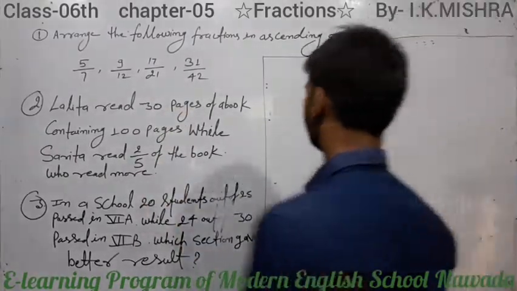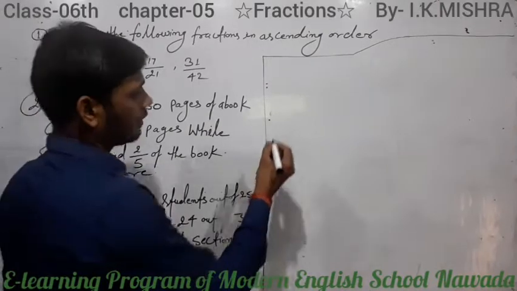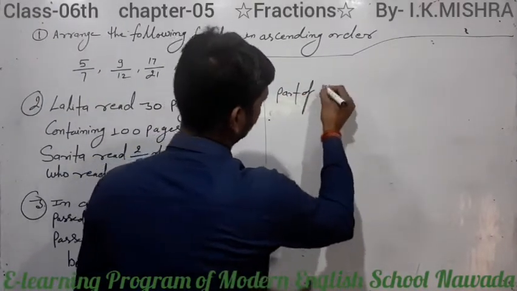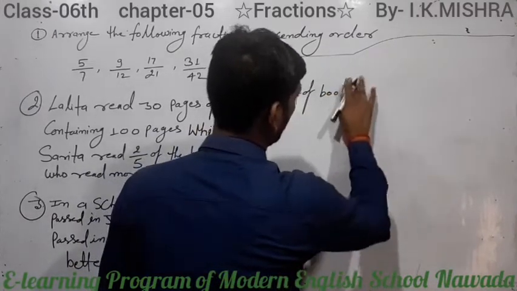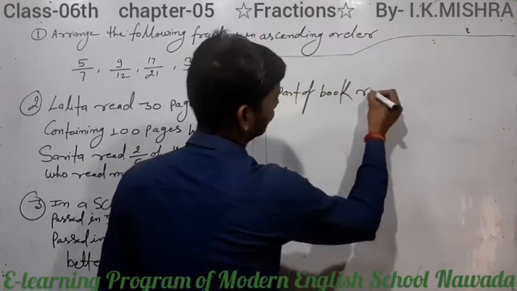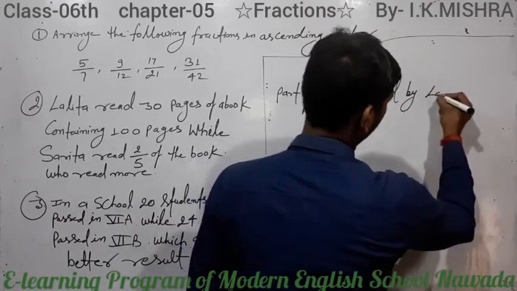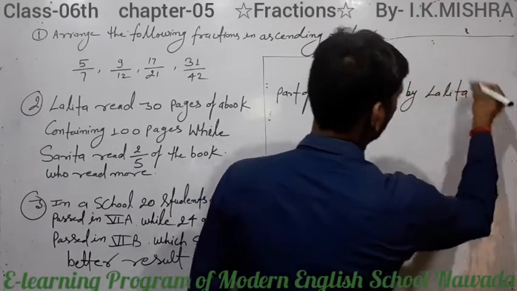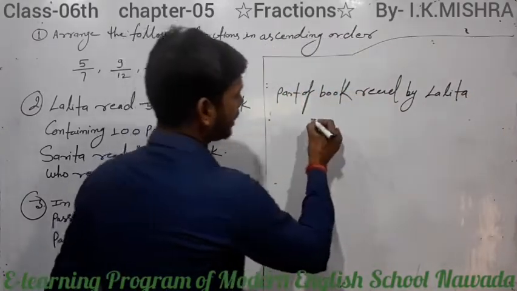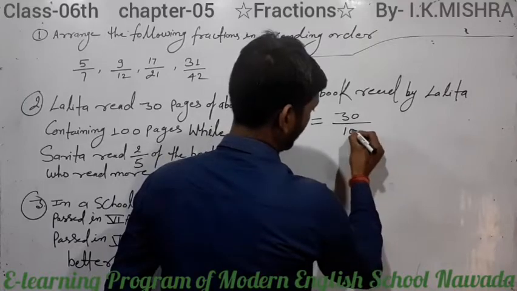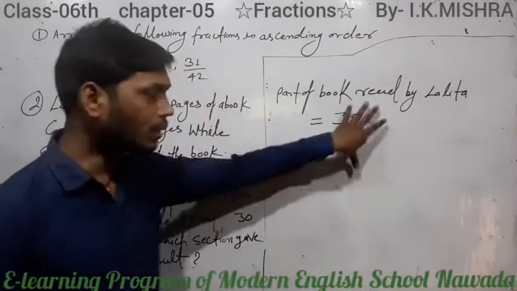So here write, part of book read by Lalita is equal to 30 upon 100.